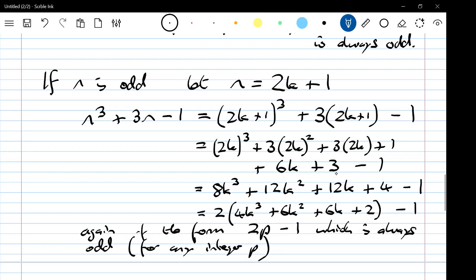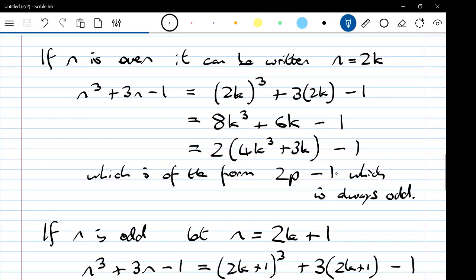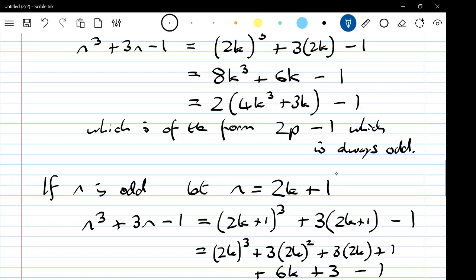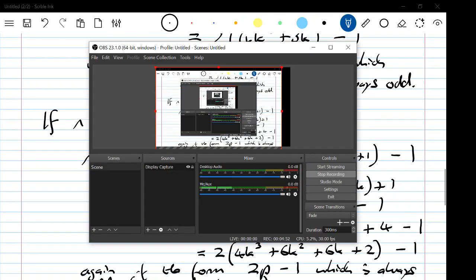For any integer p. So again, we're saying that it is odd again. Are we happy with that? It's about analysing those 2 different cases of when n is odd and n is even, and confirming that both of those gives you an odd result at the end of it. There we go. And that's maths.